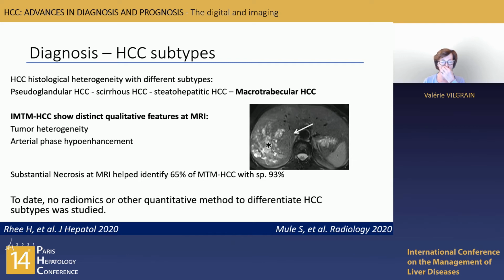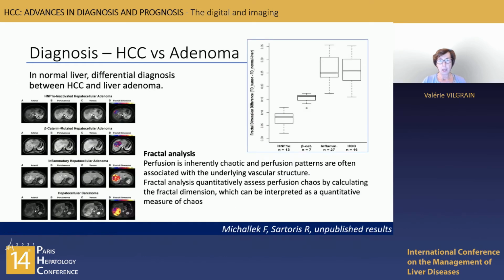We know that there is substantial necrosis in the MTM HCC, but to date, we have not seen any radiomics or other quantitative methods to differentiate HCC subtypes. Another question is regarding the differential. We know that HCC is very close to hepatocellular adenoma, looking at the imaging features.